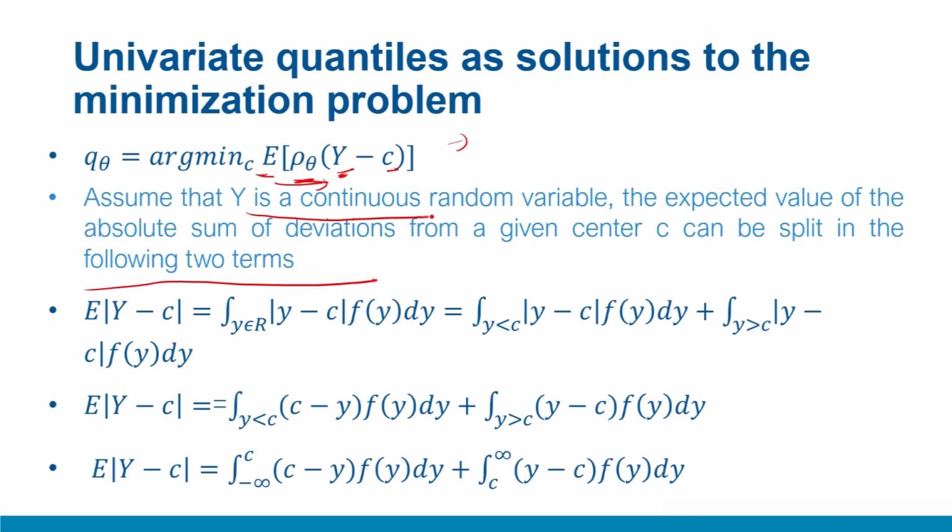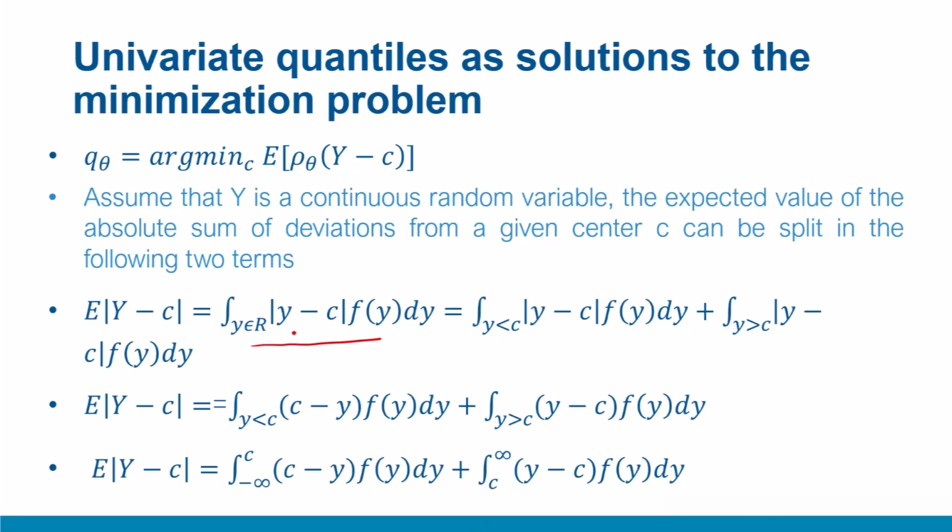Here y is a continuous random variable and we are trying to minimize the expected value or absolute sum of deviations from a given center c. Now c is some kind of center and we will try to show that this center is indeed the median when we minimize this kind of absolute residuals. You can think of y as distributed with some kind of univariate distribution, and f_y is the probability density function. So this expectation can be expressed in the form of an integral, assuming that y is a continuous random variable.